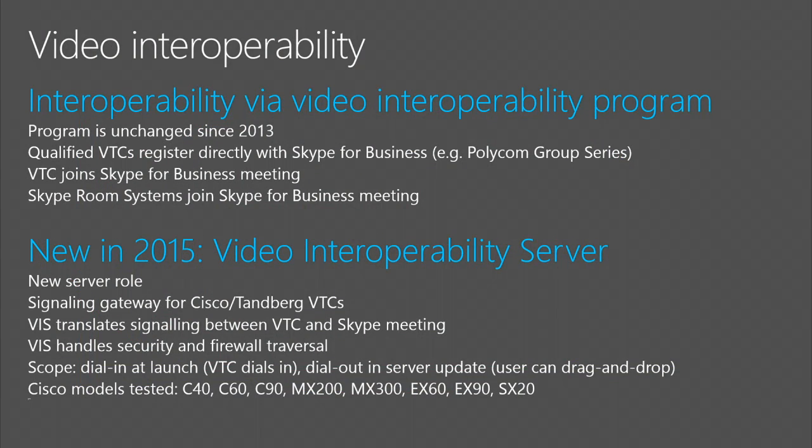In the same vein, and there's a session this afternoon on this, which Shelley plugged around video interop, but I just want to summarize that. We continue to have a video interoperability program, and then new in 2015 in Skype for Business, we have the video interoperability server. It's a new server role. It provides a video gateway for Cisco Tandberg legacy VTCs, translates the signaling, handles security, firewall traversal, and works with a number of models, and we're actually continuing to test a couple other models as well. And as I said, there's a deep dive session this afternoon from Jeff Schertz at Polycom, which will go into a lot more detail on the interoperability program and what we call the video interop server.